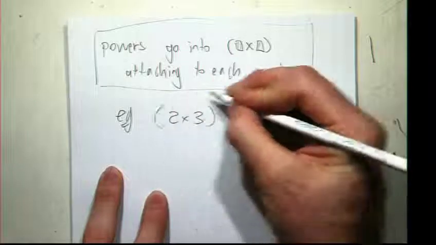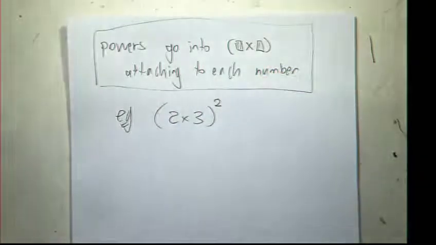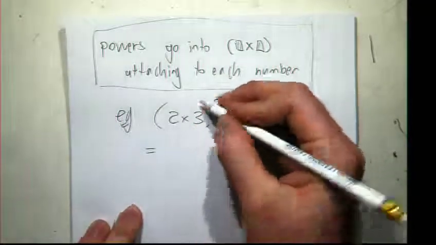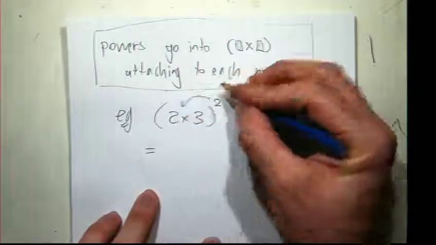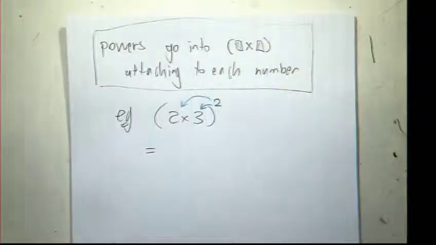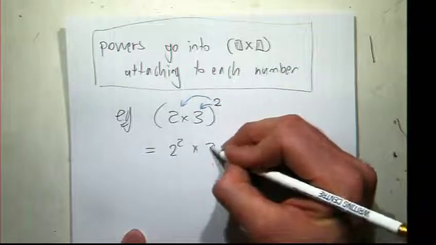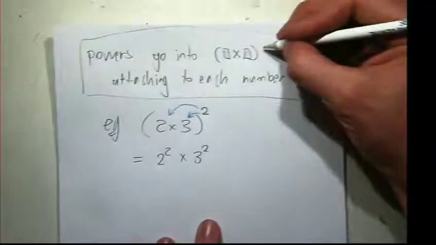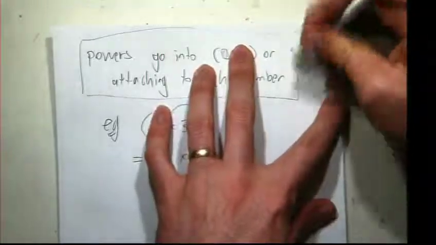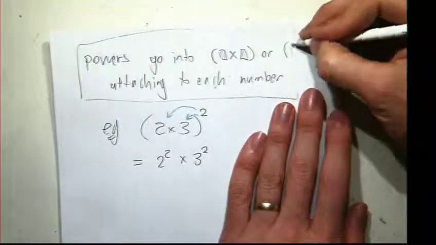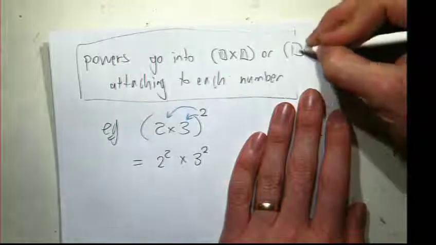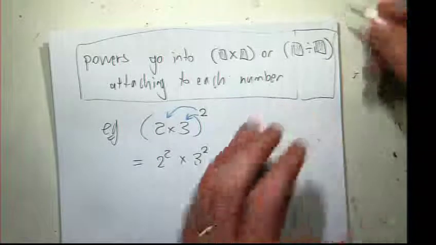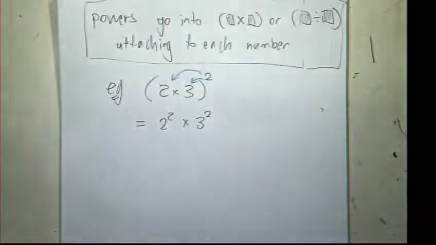2 times 3 squared, power of 2 means squared, is the same as the power coming in and attaching itself to both of them. And it works with divide as well. Okay, it works just as well with divide.